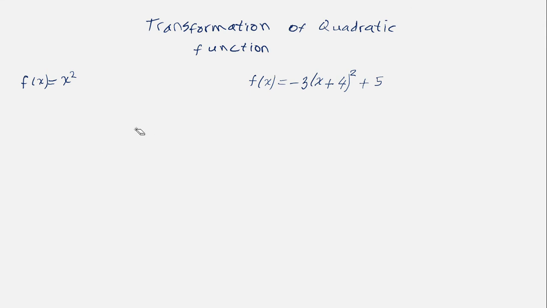When we transform any function, we actually start from a parent function, and that's our reference. So in our case, we have a parabola which goes through the origin and has two branches like that. So it's U-shaped. That's how the parent function looks and where it is located.